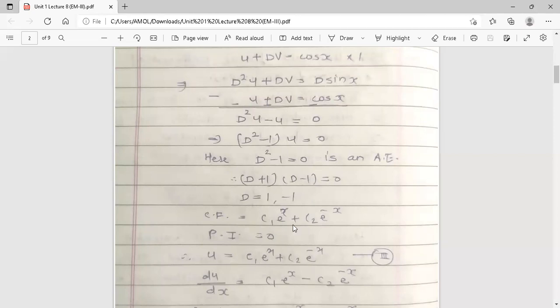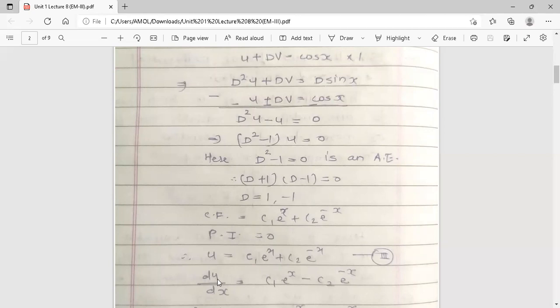u is equal to, because this equation is in terms of u and x, D square minus 1 into u is equal to 0, the value of u is the complementary function only, c1 e raised to x plus c2 e raised to minus x. Now this is the value of u. Now you find out the value of v. How to find v? You just differentiate this u with respect to x.